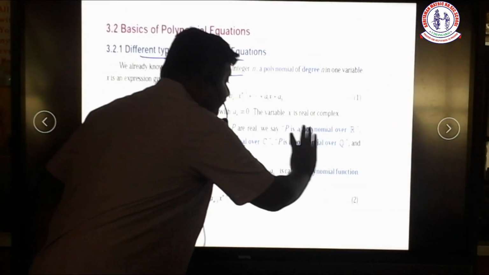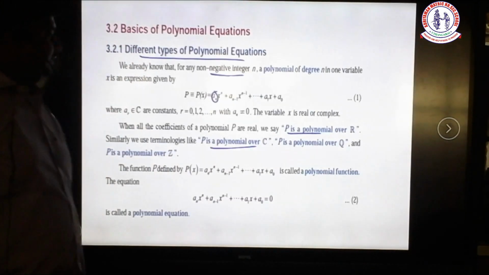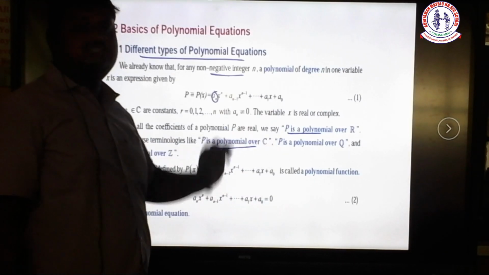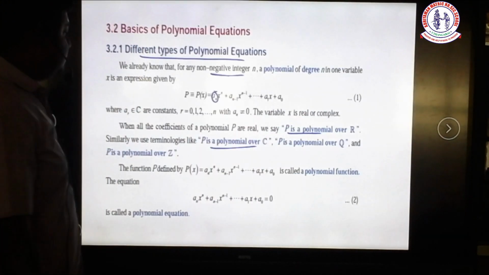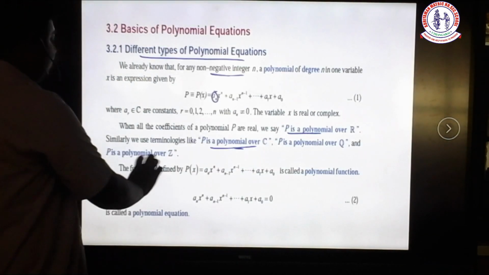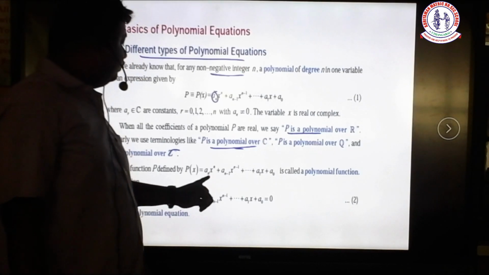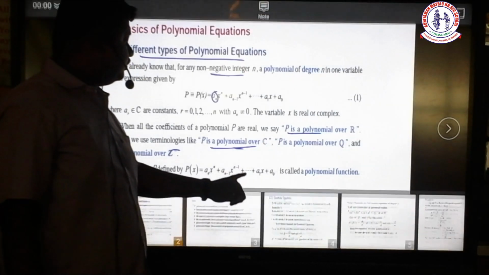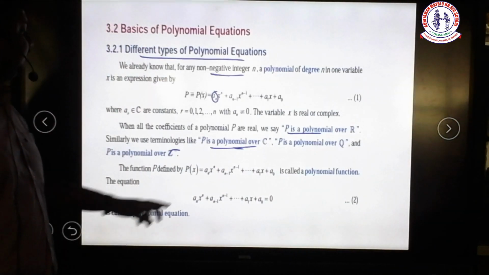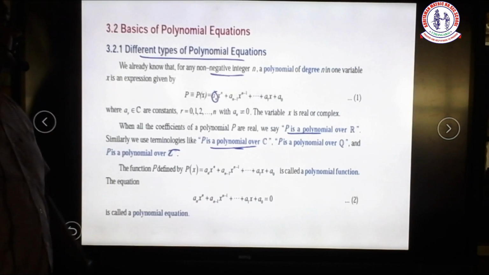This was studied in lower classes. Since we have already studied complex numbers, we also have a polynomial over C, and also a polynomial over Q, and a polynomial over Z, where Z means integers. The function P defined by P of x is equal to a n x power n plus a n minus 1 x power n minus 1 plus etcetera plus a1 x plus a0 is called a polynomial function. If you write it equal to 0, it is called a polynomial equation.